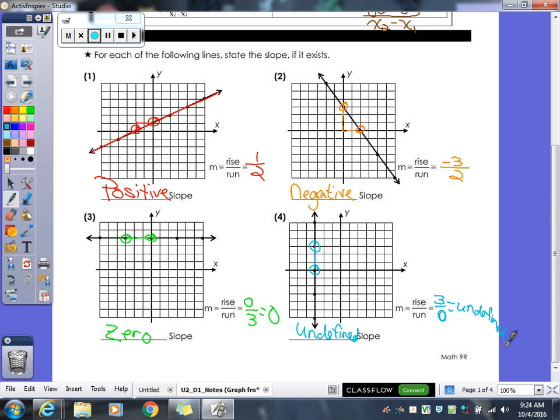Did you guys watch the Slope Dude video last year? Kids were talking about it all the time last year when I had them in 9th grade. But you can always remember slope to figure out positive, negative, 0, undefined.